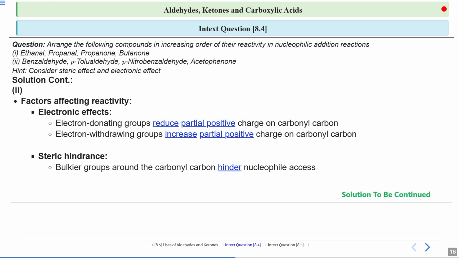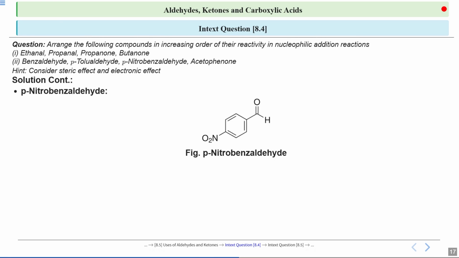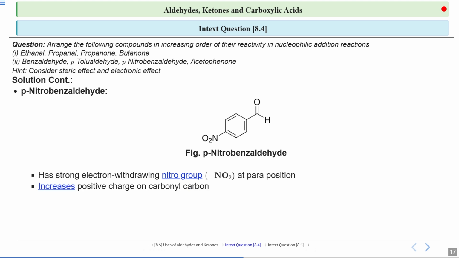Further, we will see this example of para-nitrobenzaldehyde. In para-nitrobenzaldehyde, you have a nitro group. It is a substituted aromatic aldehyde. Now, what is the nature of this nitro group? This nitro group is a strong electron withdrawing group, attached at the para position. Because of the presence of this nitro group, it increases the positive charge on the carbonyl carbon of para-nitrobenzaldehyde.